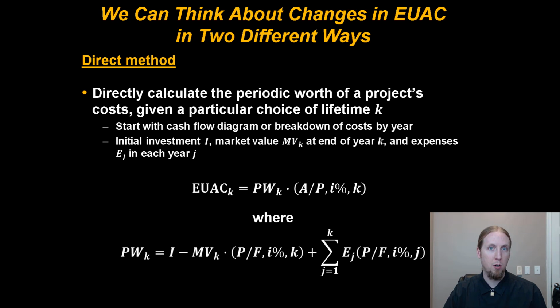So our present worth, in general terms, is going to be that initial investment minus the market value at time t equals K times a P given F factor to bring it back from K to 0. And then we're going to add all of the expenses from time t equals 1 to t equals K, but we're just going to discount each one as we go a different number of years. So E sub 1, the expenses in the first year, is going to get multiplied by P given F for 1 year, E sub 2 times P given F for 2 years, and so on.